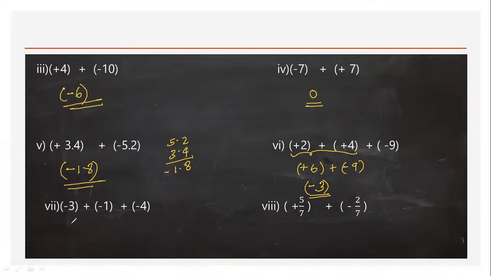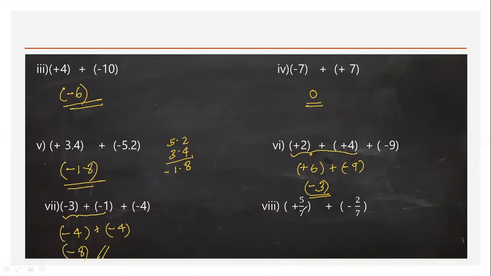Now let's go to the next sum. Minus 3 plus minus 1 plus minus 4. Now look at this, minus 3 plus minus 1. When same signs are added, the answer contains the sign that both of them contain, so minus 4 plus minus 4. Here also the same sign. The answer is minus 8.